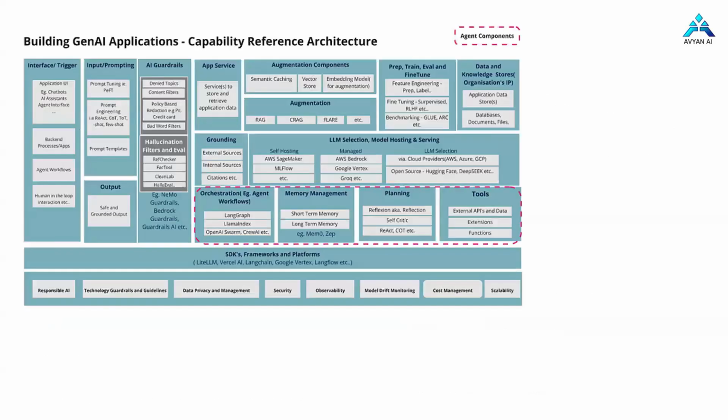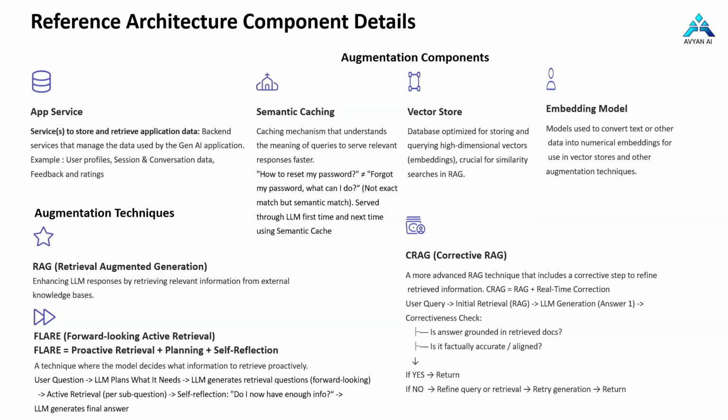Okay. So the next one is the augmentation components we are talking about. The first one is semantic caching. Here I gave an example: how to reset my password can be asked in a number of ways. How to reset my password could be asked by somebody else, so somebody could ask, I forgot my password, what can I do?